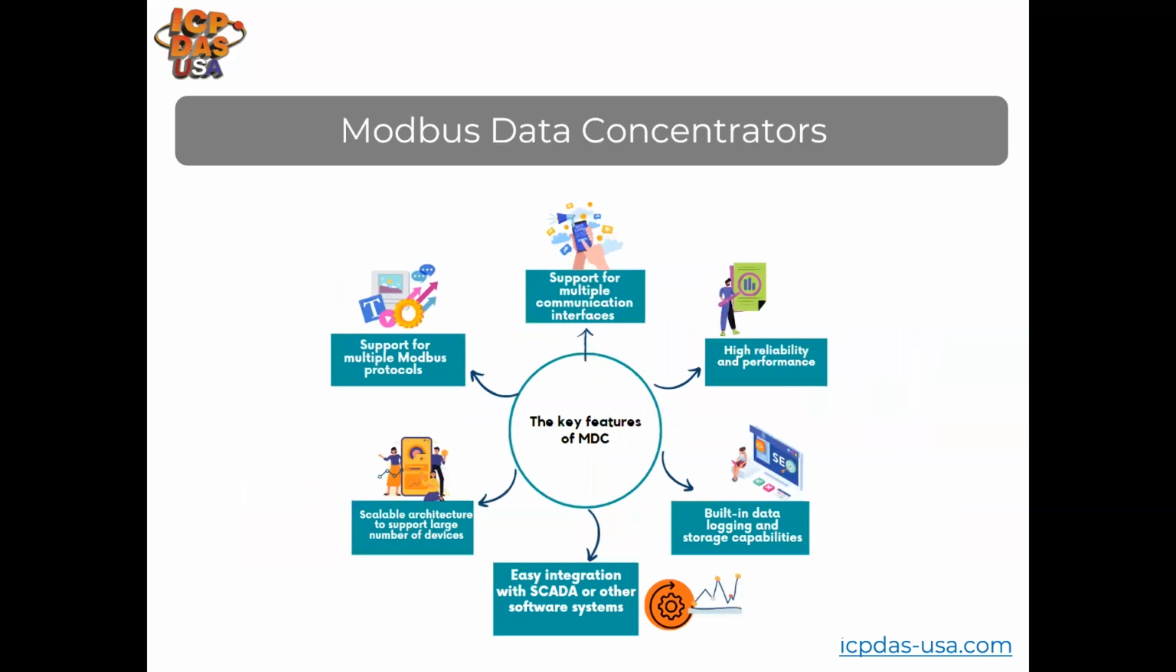Modbus data concentrators streamline industrial automation systems. They support multiple communication interfaces: RS-232, RS-485, and Ethernet. They support Modbus RTU, Modbus TCP, and Modbus ASCII. They have onboard data logging. They easily integrate with other systems, and they're scalable.